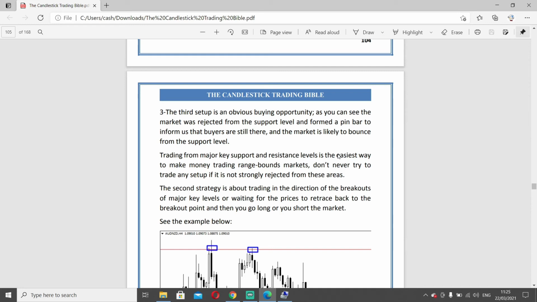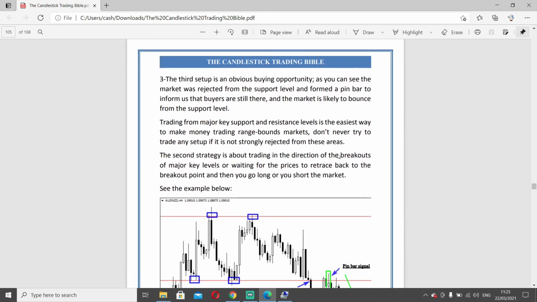Trading from major key support and resistance levels is the easiest way to make money trading range-bound markets. Never try to trade any setup if it's not strongly rejected from these areas. The second strategy is about trading in the direction of the breakouts of major key levels, or waiting for the prices to retrace back to the breakout point, and then you go long or you go short.